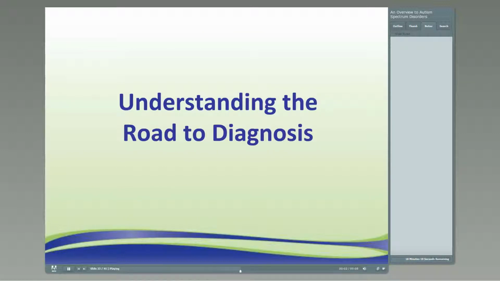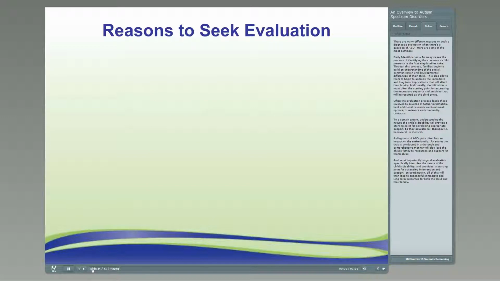Understanding the road to diagnosis. There are many different reasons to seek a diagnostic evaluation when there's a question of autism spectrum disorder. Here are some of the most common.